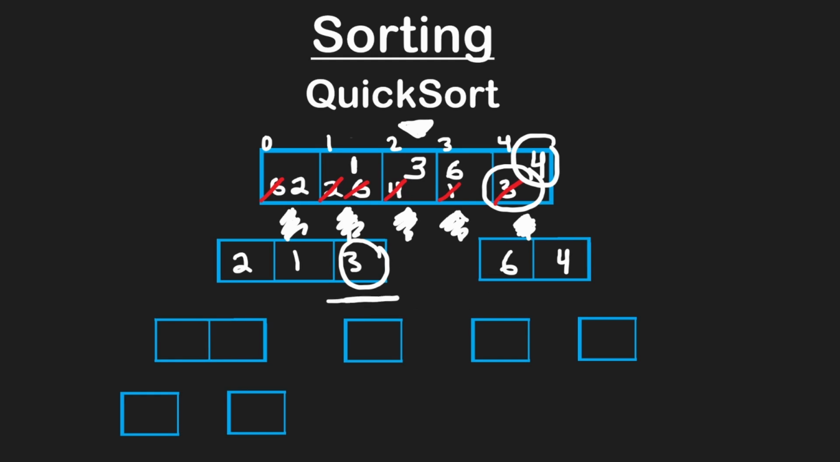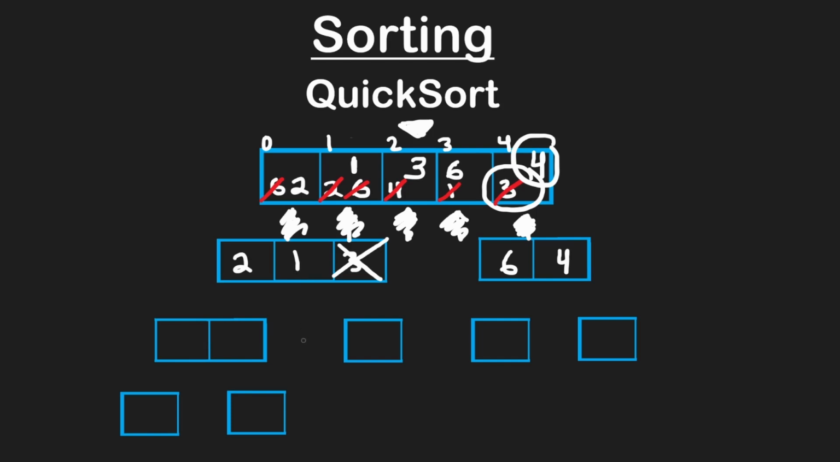So this 3 doesn't actually need to be part of our equation anymore. We can just ignore this. So it does exist, but we're not focusing on it. When we run quicksort on this subproblem, let's just focus on these two values. This is already exactly where it needs to be. And that's always going to be true of the pivot value.